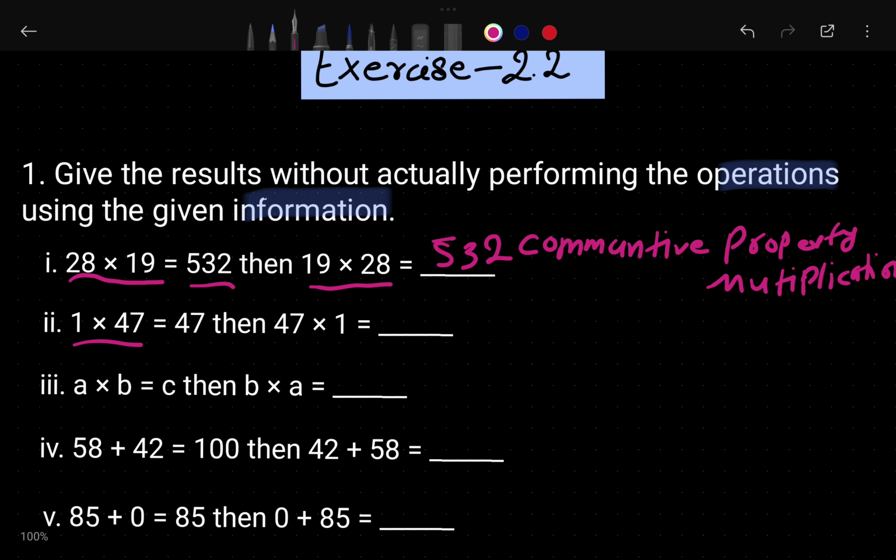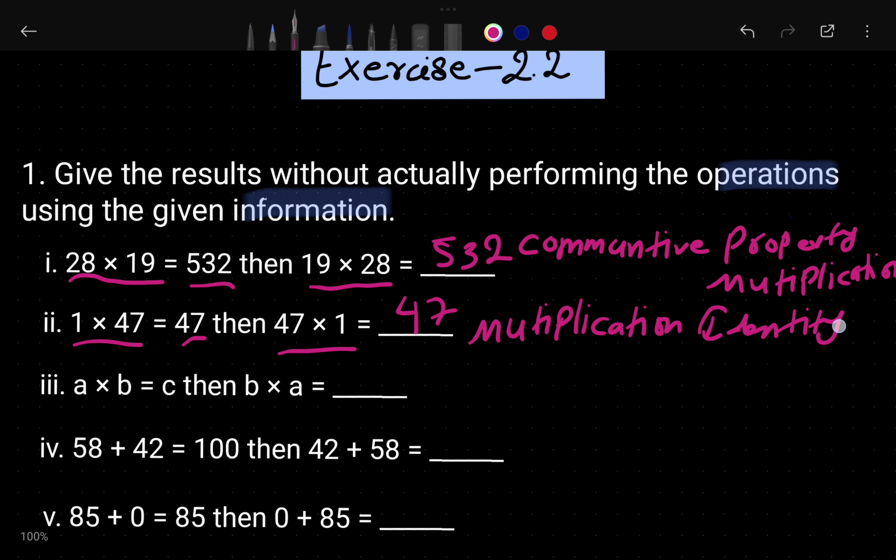1 cross 47 is going to be 47, that's cool. 47 into 1 is going to be 47 only. Is it the same? So what type of property is it? Is it a multiplicative identity? How is it a multiplicative identity? You can write multiplication identity. I will explain how, wait. This is the multiplicative identity.